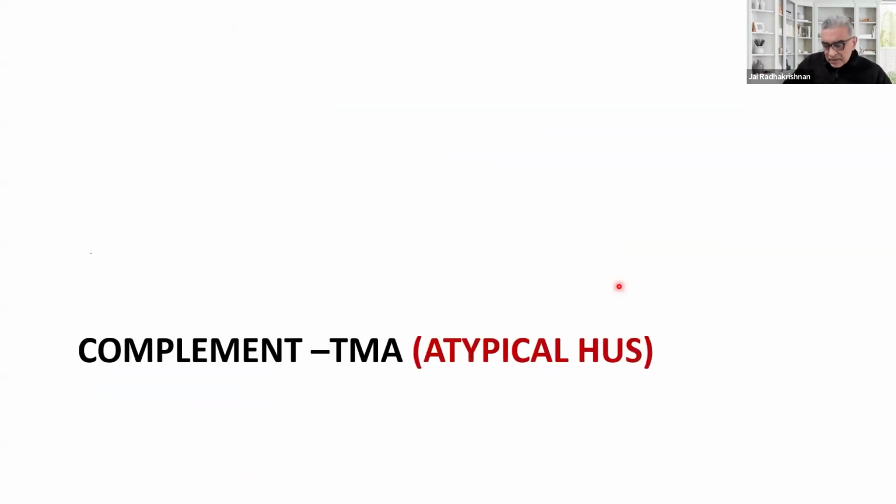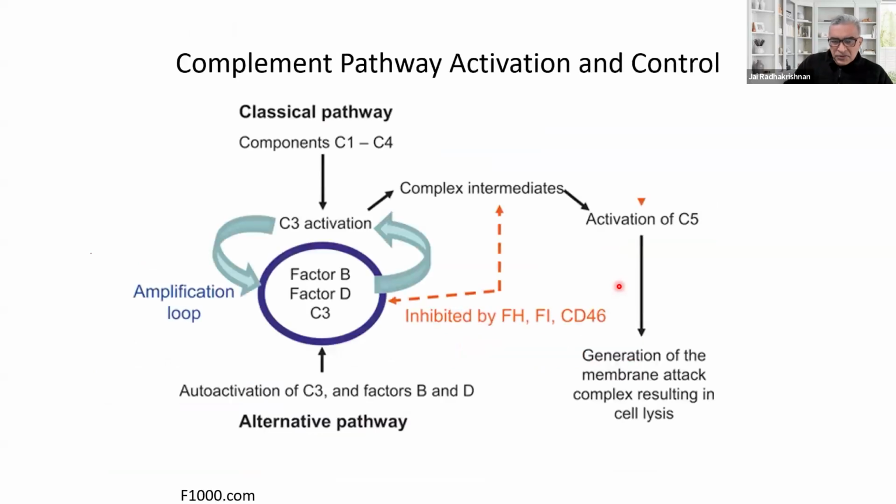Now coming to the more, I guess, classic TMA, which is atypical HUS, where this is seen not uncommonly in the nephrology service. And just to refresh the complement pathways, the two main pathways are the classical on the top and the alternative pathway, and they both feed into C3 convertase, which is composed of C3, factor B, and factor D.